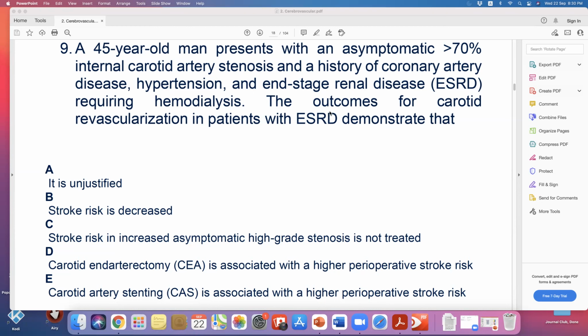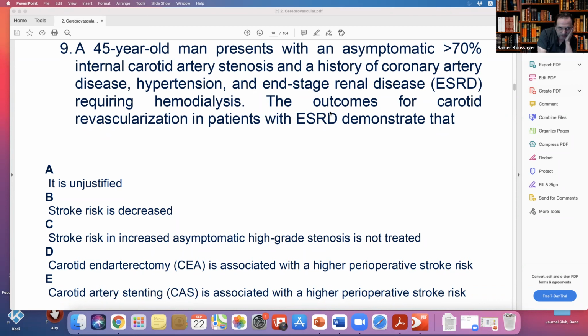A 45 years old male with asymptomatic more than 70% internal carotid artery stenosis with end-stage renal disease. So what the question is, do you think that end-stage renal disease should change your approach to this kind of patient? Do they put the patient at higher risk of stroke or same risk? In general, any patient with end-stage renal disease is high risk for anything, so increased risk of anything.